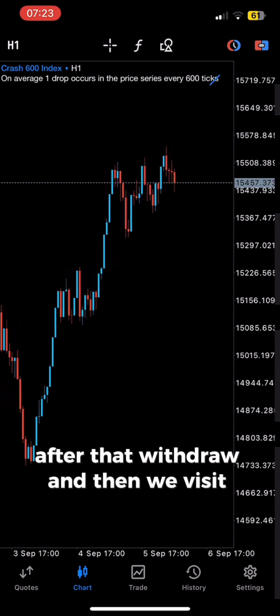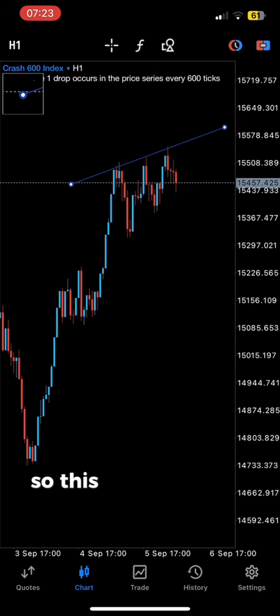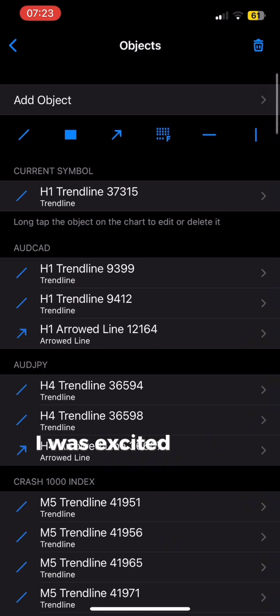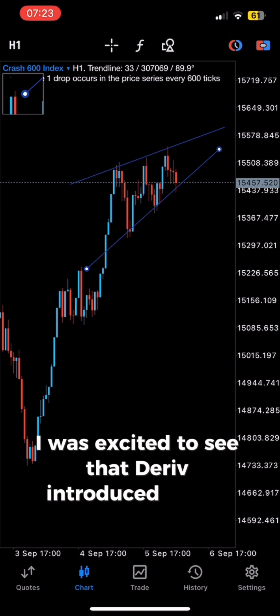And then we visit crash 600. So this is a new chart. I was excited to see that Deriv introduced a new chart.